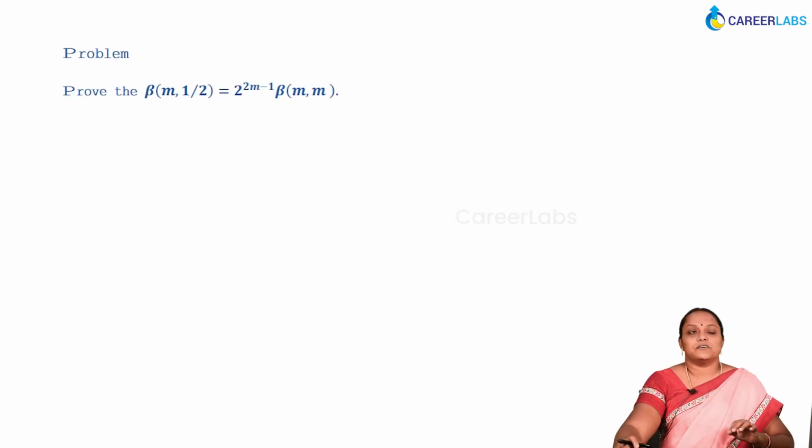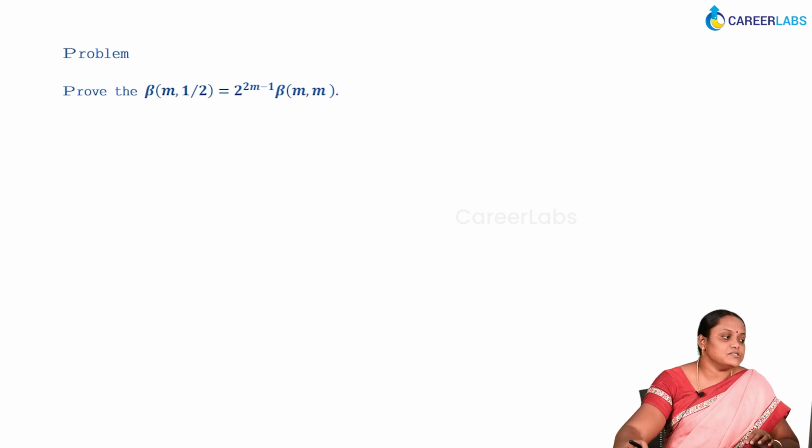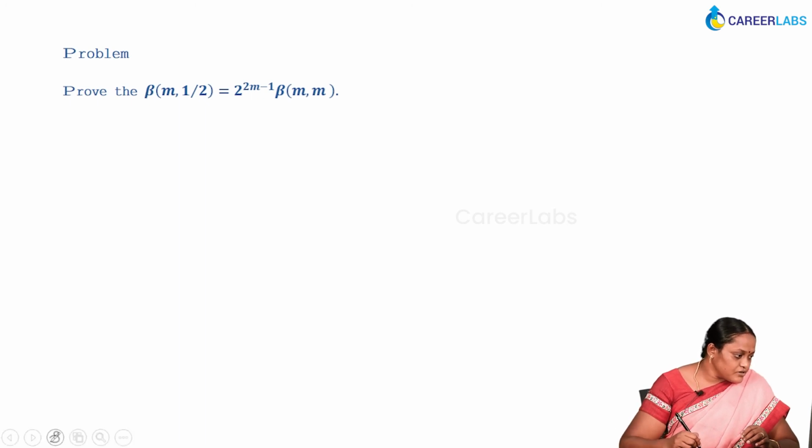So this is the last problem in beta and gamma functions. Here we are supposed to prove that beta of m comma half is equal to 2 power 2m minus 1 into beta of m comma m. So by seeing the power, we have 2m minus 1, so we are going to use the definition of beta of m comma n in terms of sine and cos.